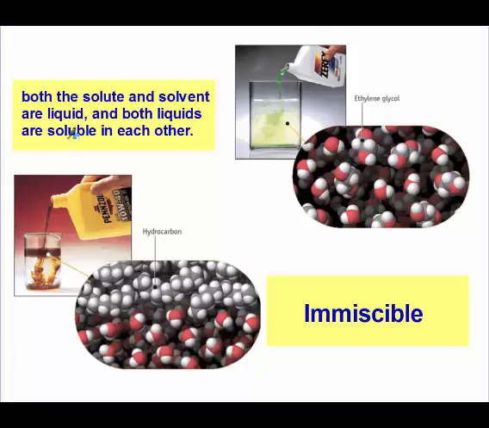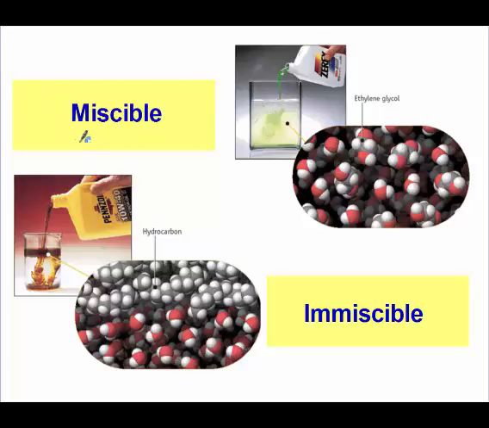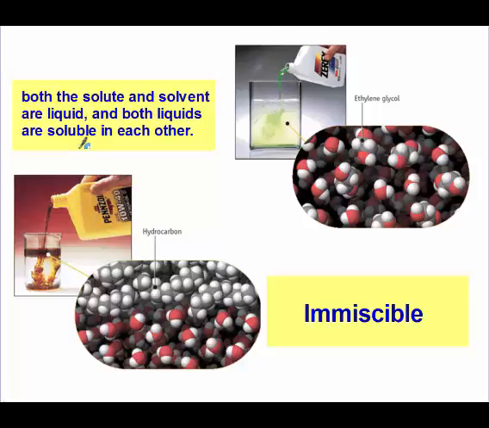Miscible means that both the solute and solvent are liquid, and both liquids are soluble in each other. So they're going to mix. So miscible is mixable. That would be like ethylene glycol and water. They're all mixing together over here.